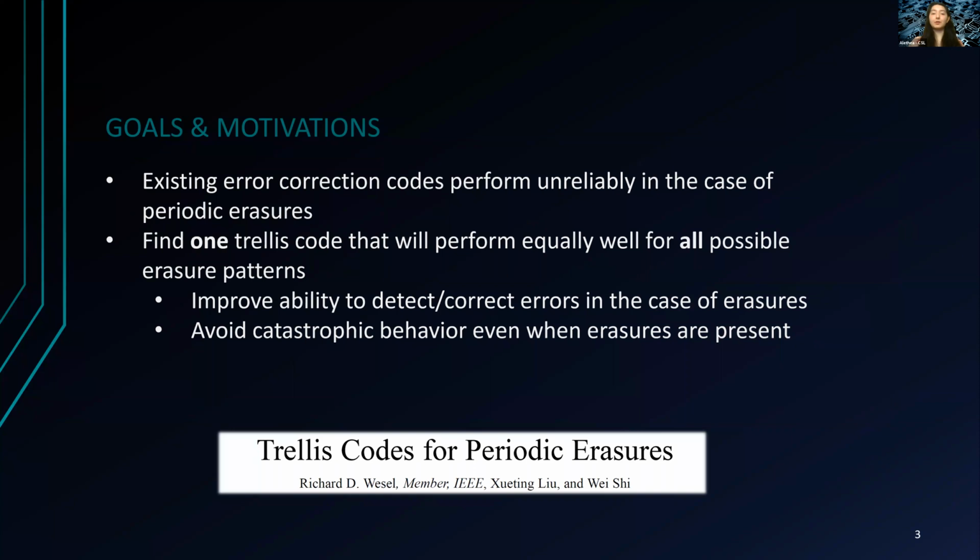Existing error correction codes perform unreliably in the case of periodic erasures. The goal of this paper is to find a Trellis code that will perform equally well for all possible erasure patterns to improve the reliability of communication systems. We hope to improve our ability to detect and correct errors in the case of erasures and avoid catastrophic behavior even when erasures are present.